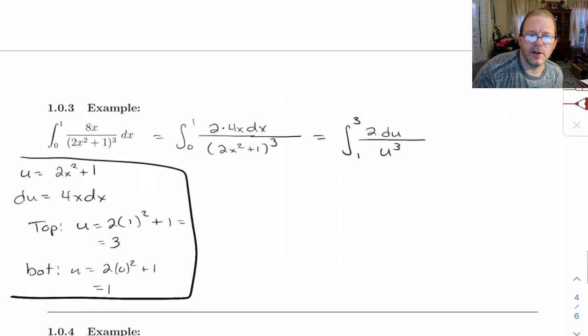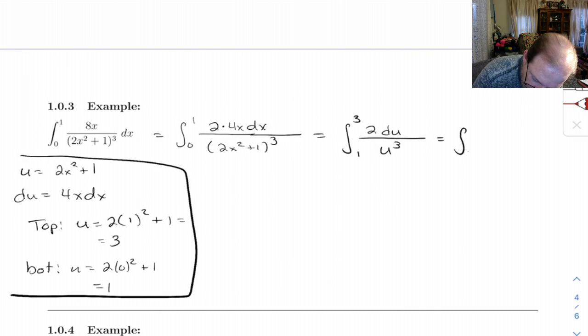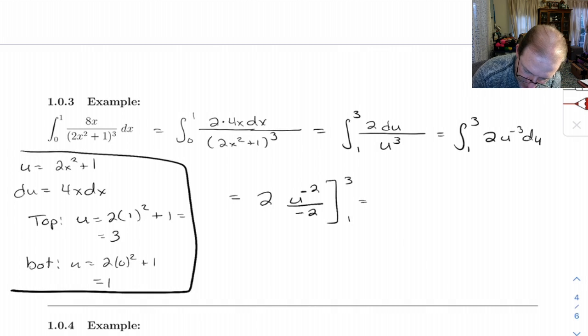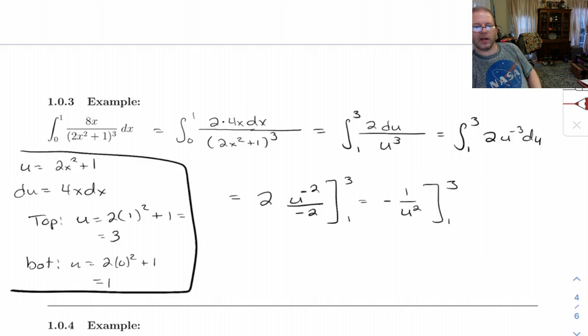All right, how do I integrate this? Probably what I would do is rewrite it as the integral from 1 to 3 of 2u to the minus 3 du. So I integrate that out, I'm going to get 2u to the minus 2 divided by -2 from 1 to 3. So that's minus, let's see, the 2's cancel away. I get minus 1 over u squared from 1 to 3. Let me just double check that. The 2's cancel away. We've still got the negative. The u goes downstairs and becomes u squared.